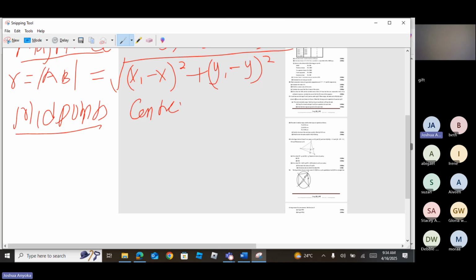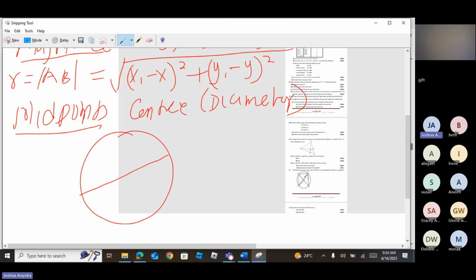The center may be given the diameter. If we are given the diameter, maybe two points A and B are the ends of the diameter of a circle. Then you are given the coordinates of A and B. That is a circle, and we have the points A and B. The point B is (x1, y1), and the point A is (x, y). So we need the midpoint, which will give us the center of the circle.